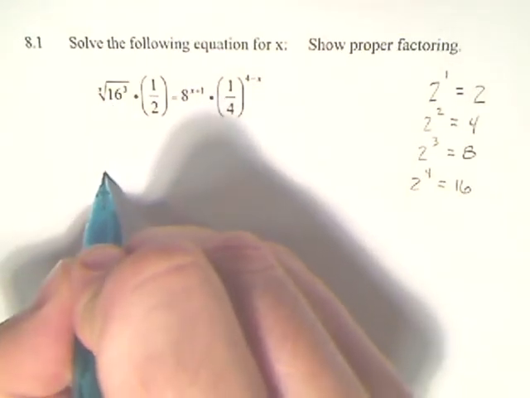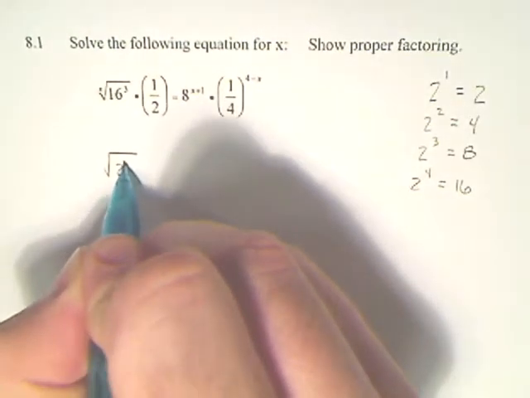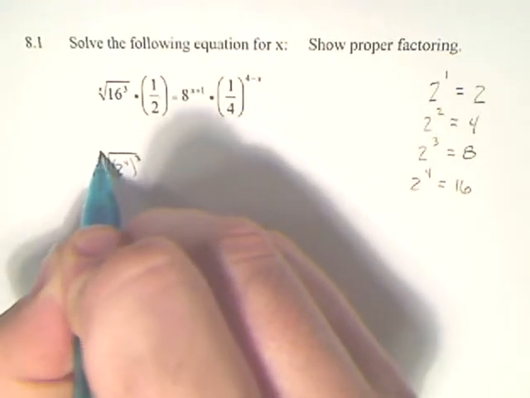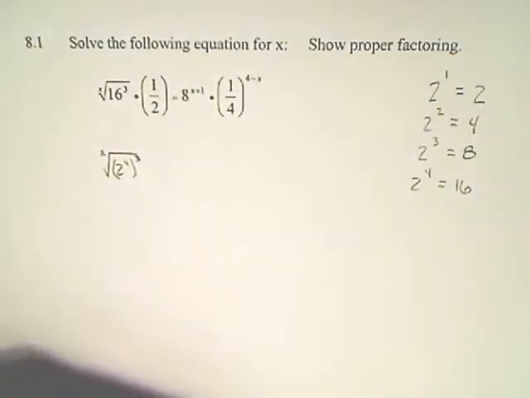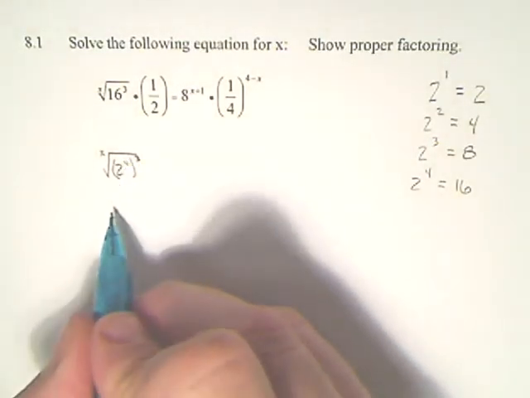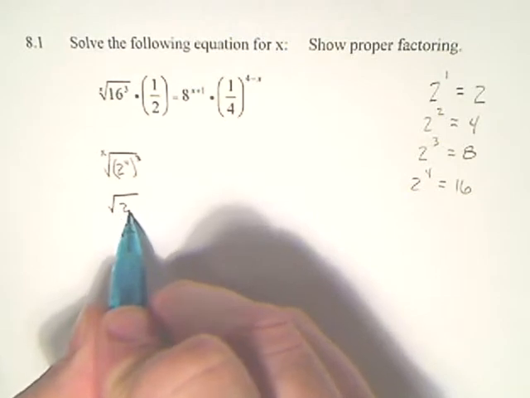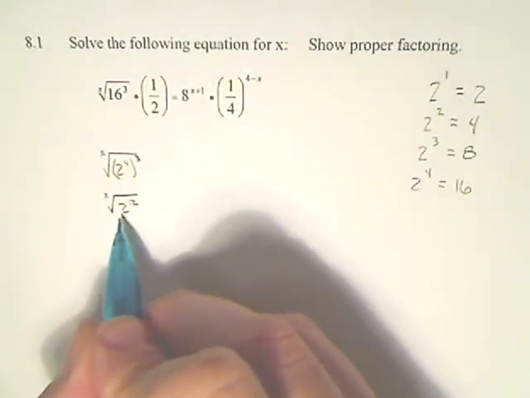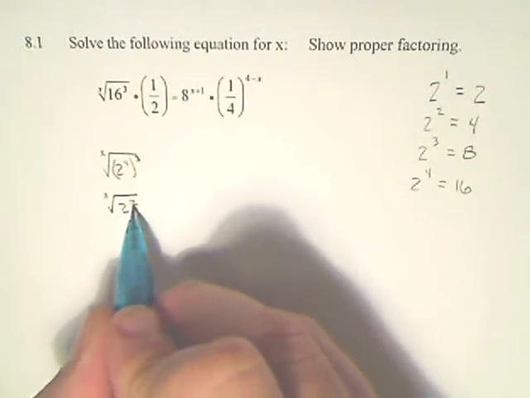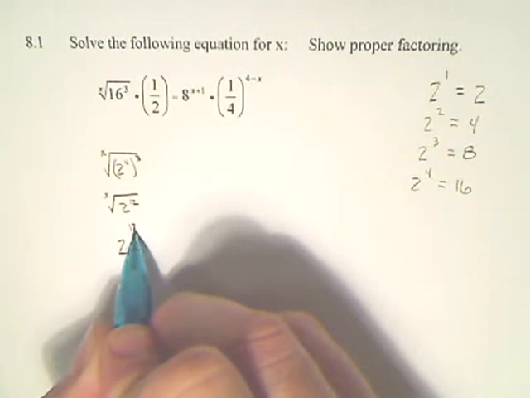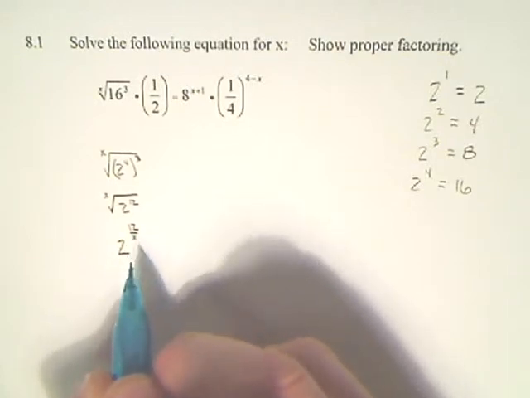If we change that 16 to 2 to the fourth, and that's all we change, the 3 is still there and the x is still located there. Rules of exponents tell us that the 4 and that 3 get multiplied, so this simply becomes 2 to the 12th. And to get rid of radical symbols, we put the exponent on top of the root, and it becomes a fraction. This one becomes 12 over x.